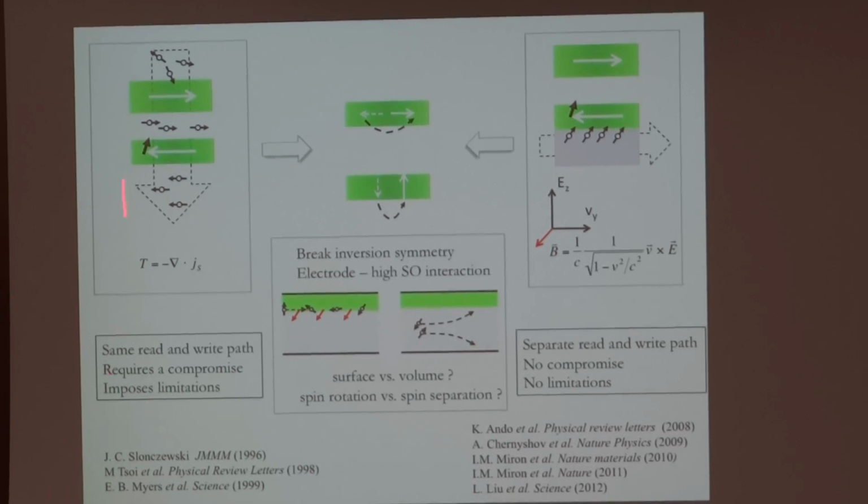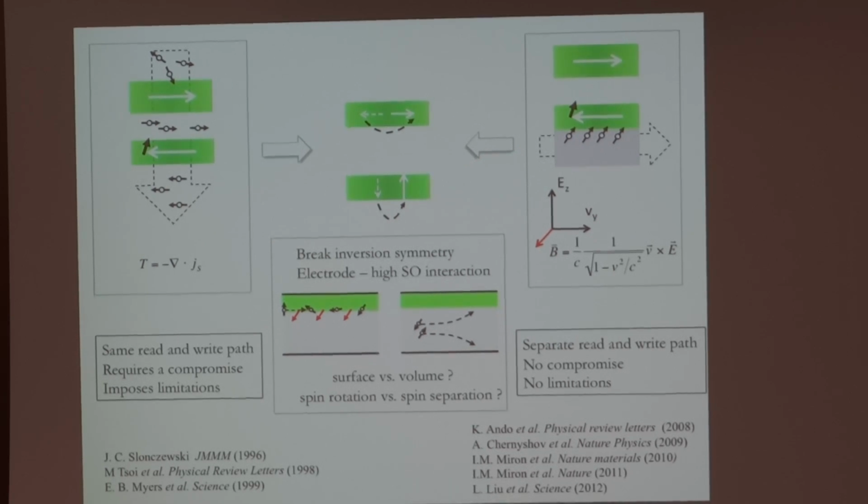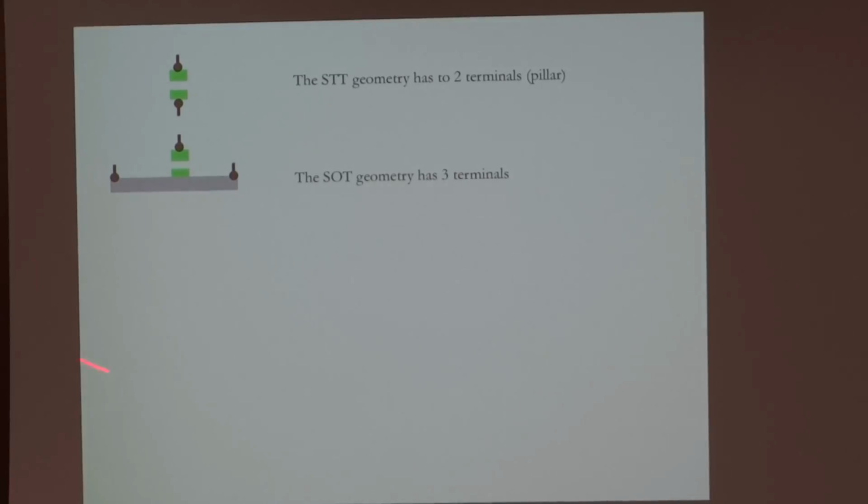you should know that in both cases you read using the TMR, so you use a vertical current for reading, but in one case you have the same current path for writing, while in the other you have an in-plane current for writing. Which means that this is a two-terminal device, while this will work as a three-terminal device. So what does it actually mean? As you can see here, I put a terminal.